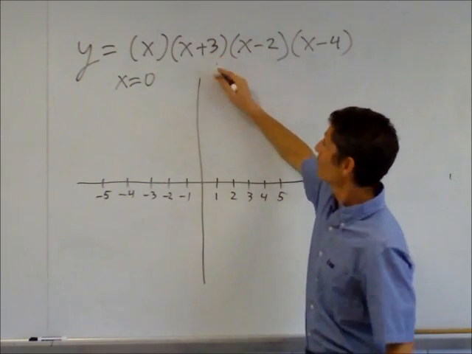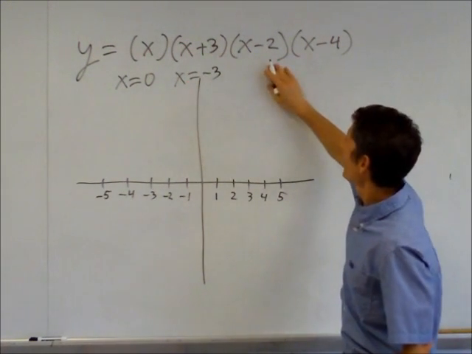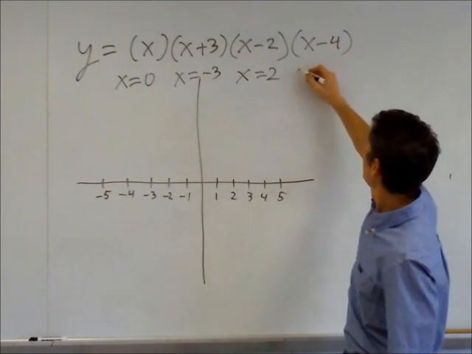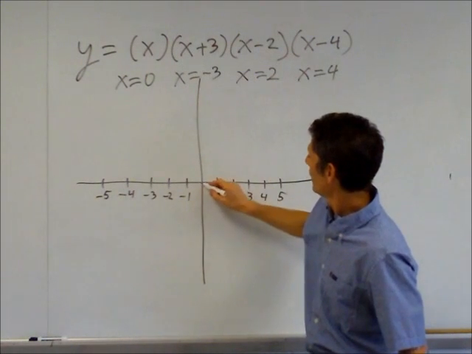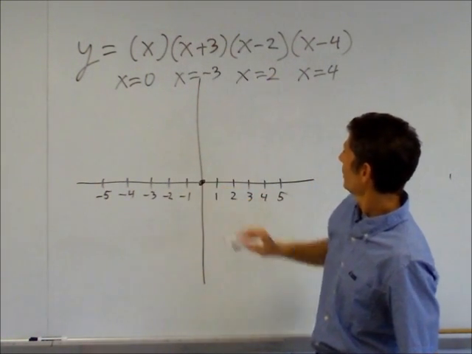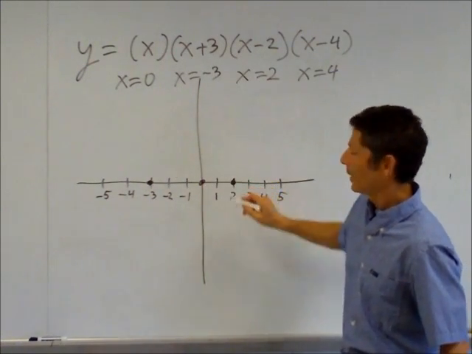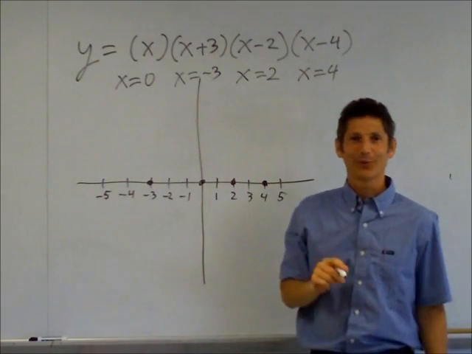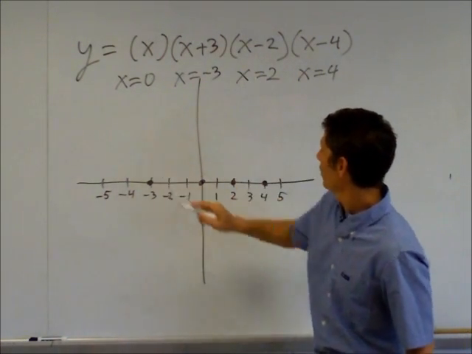x plus 3 equals 0, so x is going to have to be negative 3. x minus 2 equals 0, so x equals 2. These are all the roots. And x equals 4. Terrific. So I have a root at 0, at negative 3, at 2, at 4. Those are all the roots. So this thing looks like it has 4 roots.